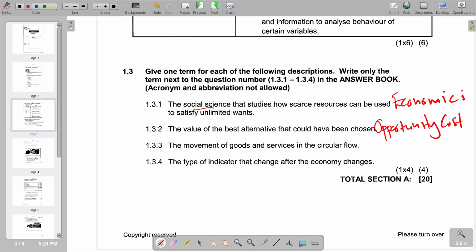The next question: the movement of goods and services in the circular flow. We know that this is the real flow. Remember, we've got the real flow and money flow. Money flow is the movement of cash, and real flow represents goods and services. So here we've got real flow. And then the type of indicator that changes after the economy changes is a lagging indicator. Remember, the one that changes before the economy changes is a leading indicator. So basically, this is what we have.